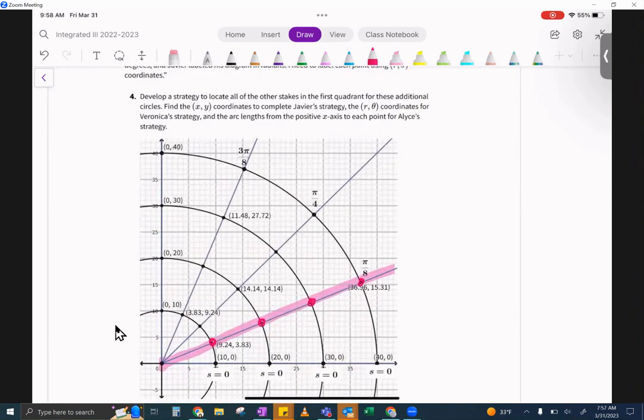So it says develop a strategy to locate the other stakes in quadrant one for these additional circles. Find the XY coordinates to complete Javier's strategy, the r comma theta. So r is your radius, theta is your angle, and coordinates for Veronica's strategy, and the arc lengths from the positive x axis to each point for Alice's strategy.